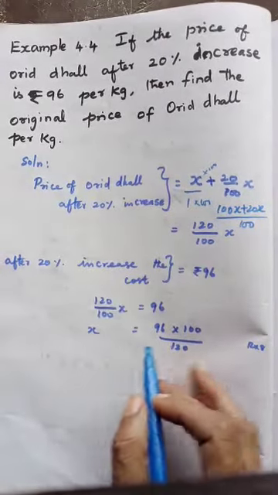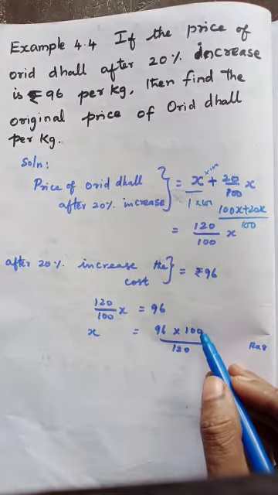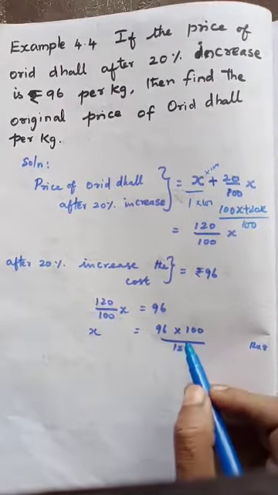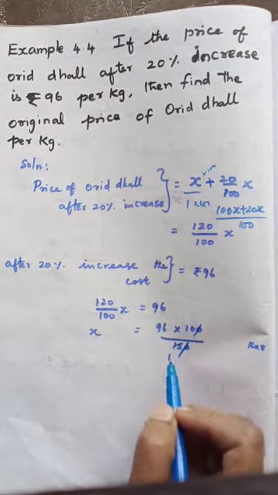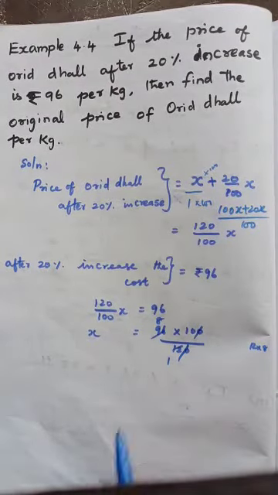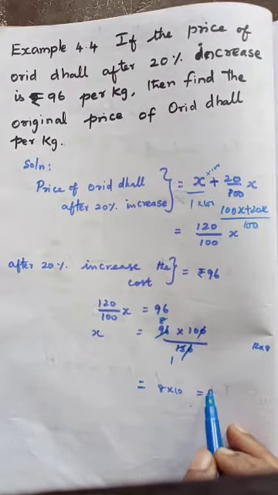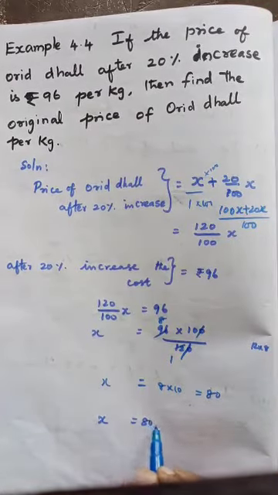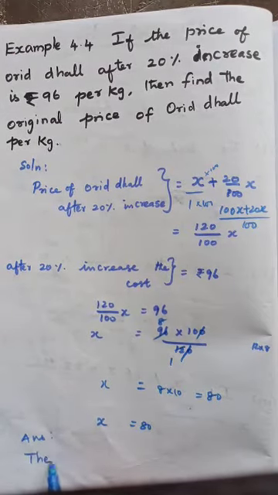So you keep x here and bring that 120 by 100 to that side, meaning the reciprocal of 120 by 100 is 100 by 120. Now you cancel the zeros. Now 12 ones are 12, 12 eights are 96. So 8 into 10 is 80. So x is equal to 80. That is the answer.